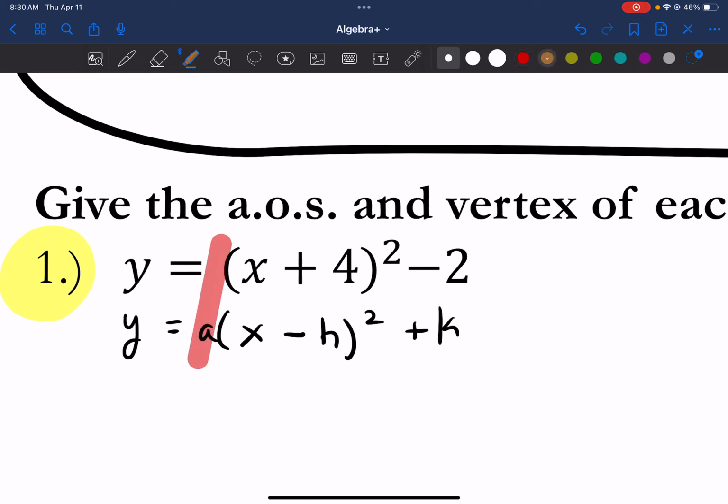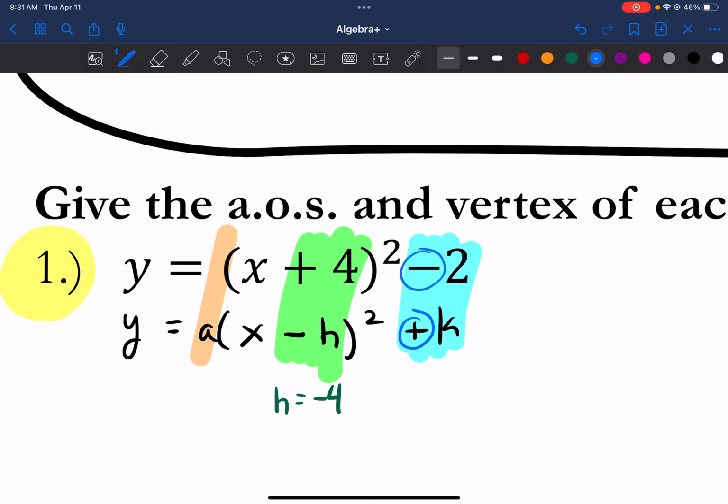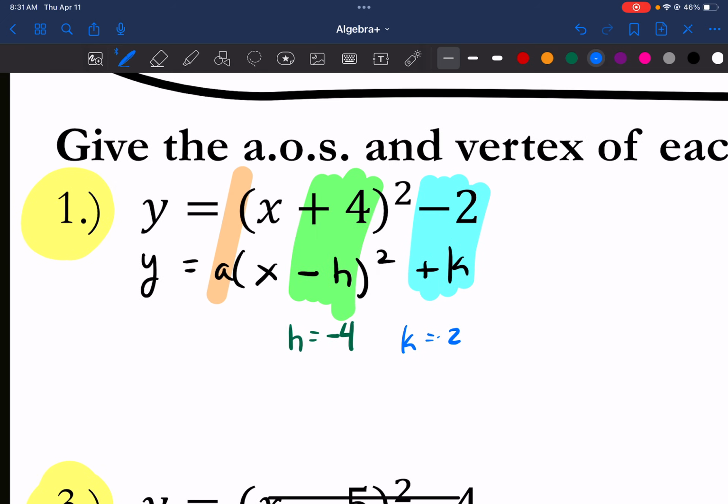Then we notice h. Uh-oh, the signs changed. In order for h to have become a positive 4, h itself has to be a negative 4. In addition, if we look at the k, in order for k to have become a negative 2 here, our signs changed, so that means k is a negative 2. We're not going to use anything right now.